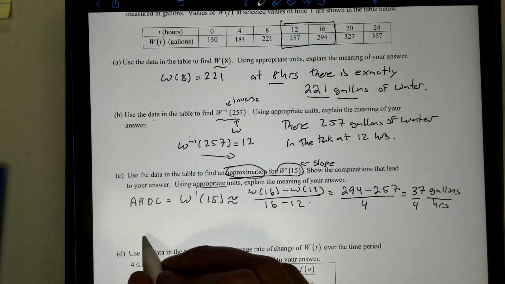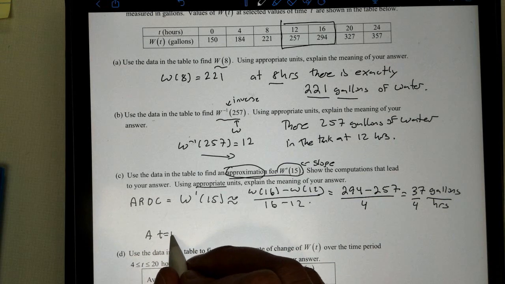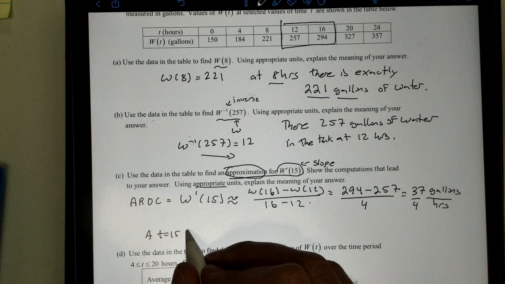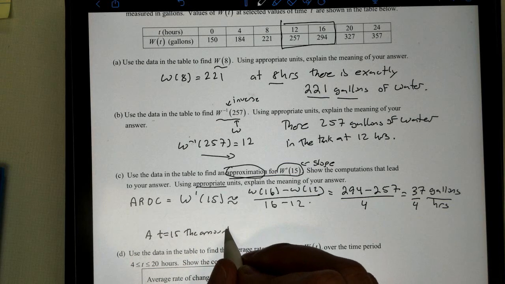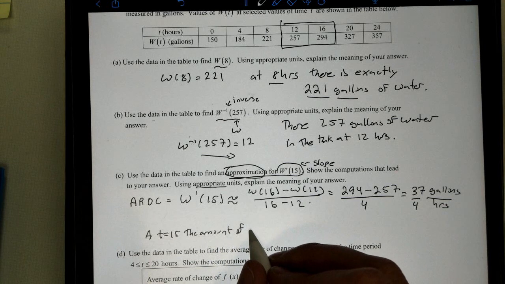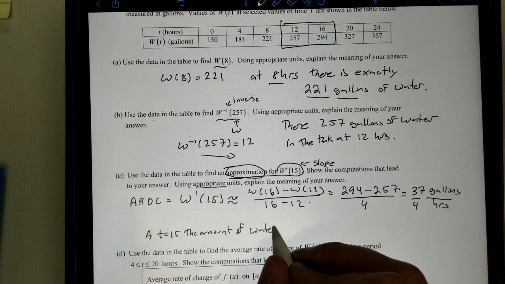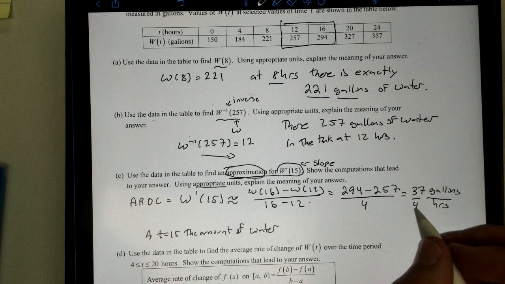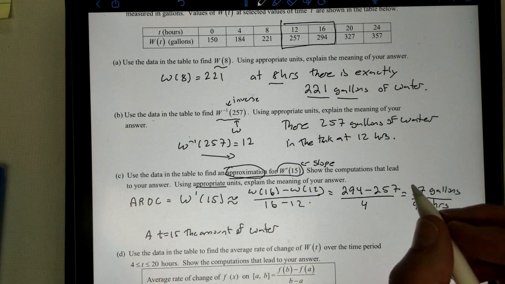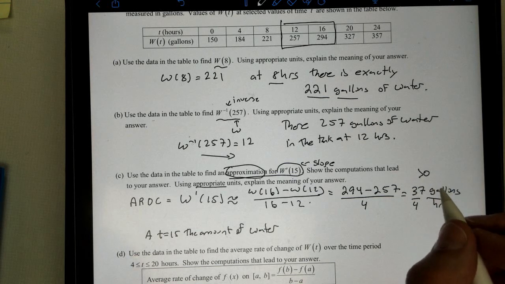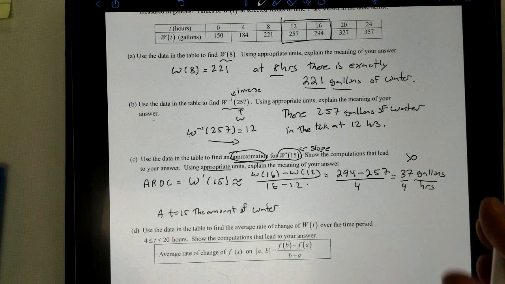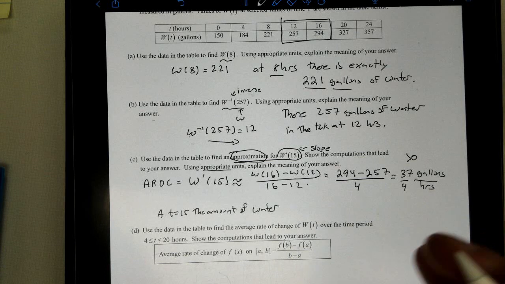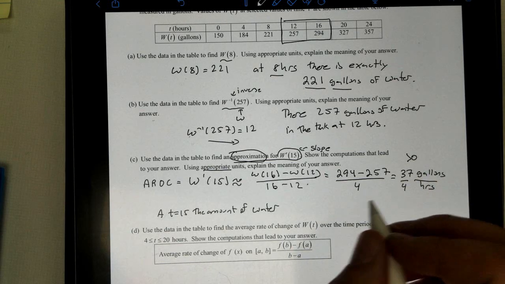So what this says? Well, at t equals 15, the amount of water, we're going to write it this way, the amount of water. Now, let's talk about what it means to have a positive value. Remember, this is greater than 0, and this is a rate of change, which means this has a positive slope for us. So in terms of positive slope, we can say that this is increasing.